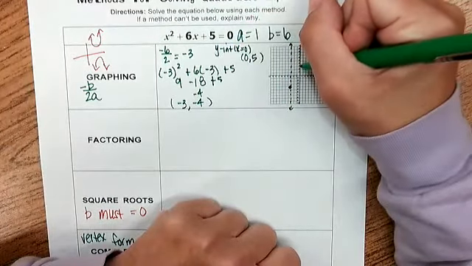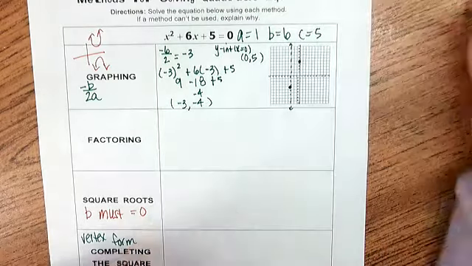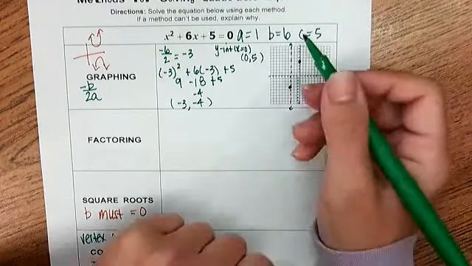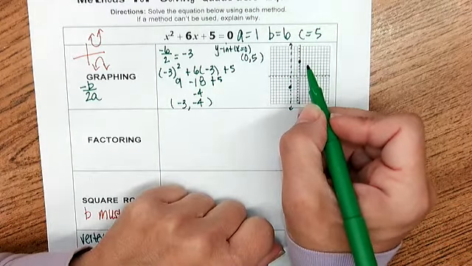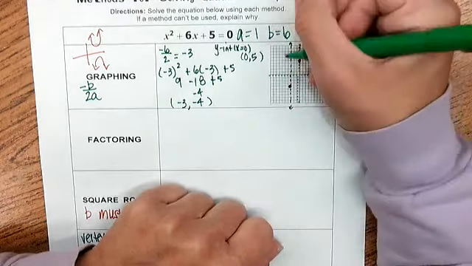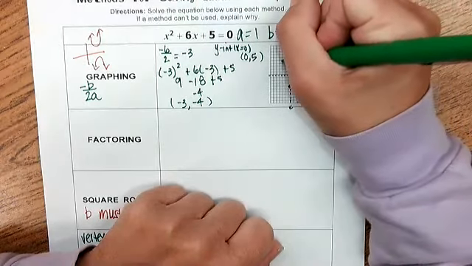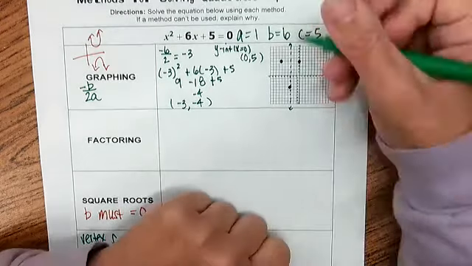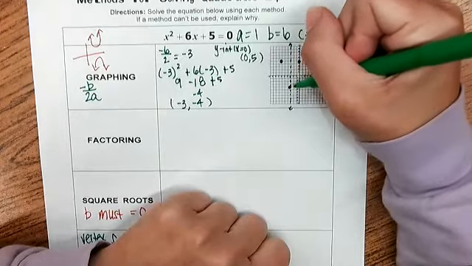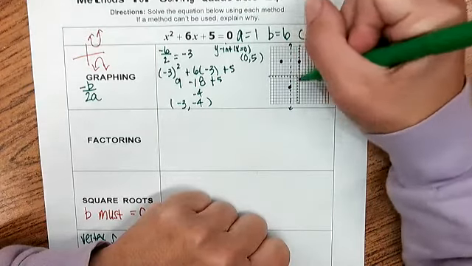1, 2, 3, 4, 5. Reflect it over. So from the axis of symmetry, I have moved 3 to the right, and then we're going to move 3 to the left. Okay, so I'm going to connect the dots as best I can.